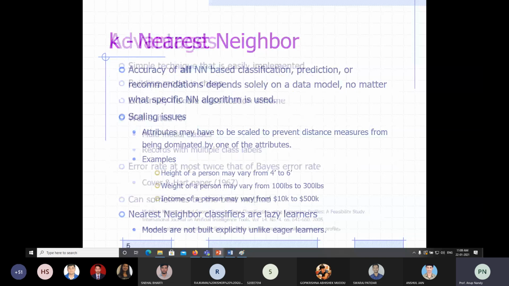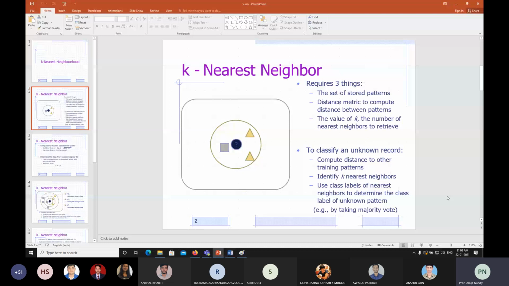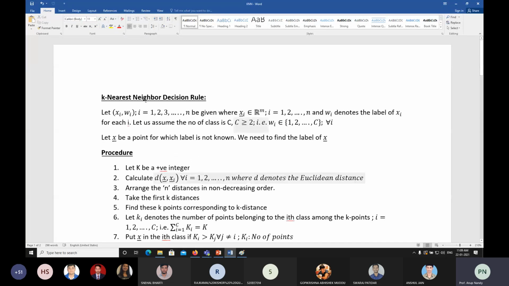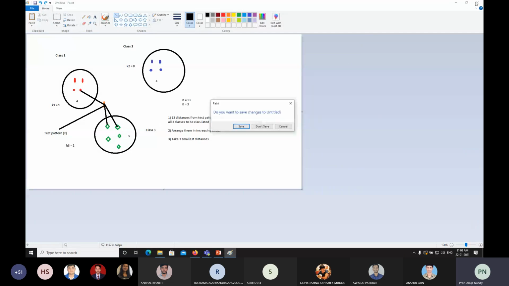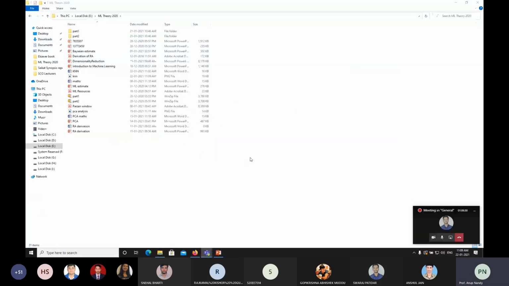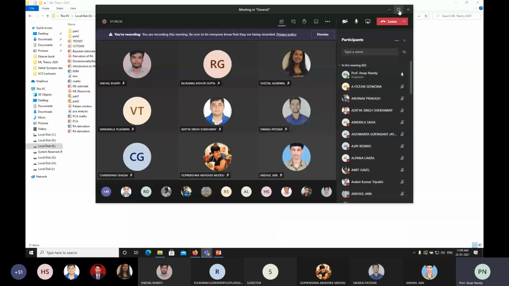Now I'll be sharing the PPT, with some advantages and disadvantages there. Anyway, it's a very interesting topic, the KNN. In most of the research work, people are using these concepts and techniques. This KNN is a very good classifier, although it is called a lazy learner. So KNN is a lazy learner classifier.